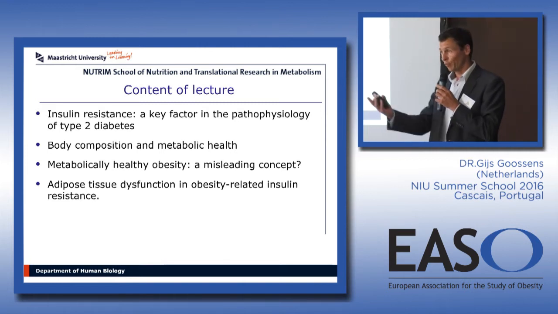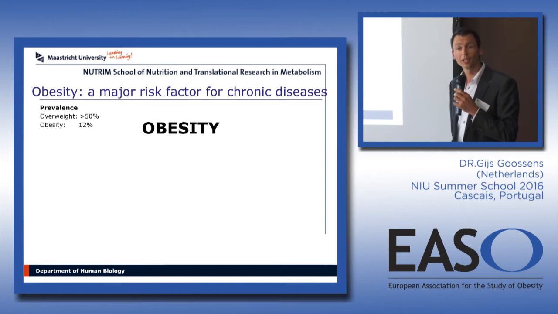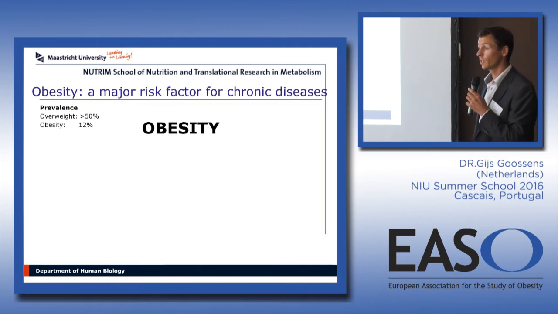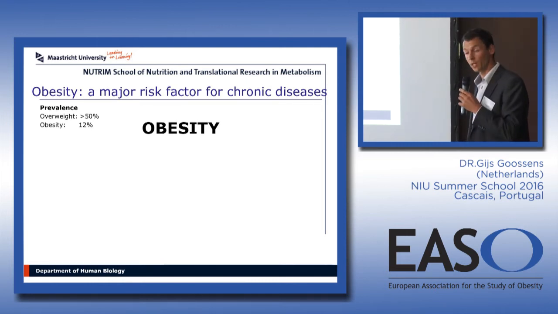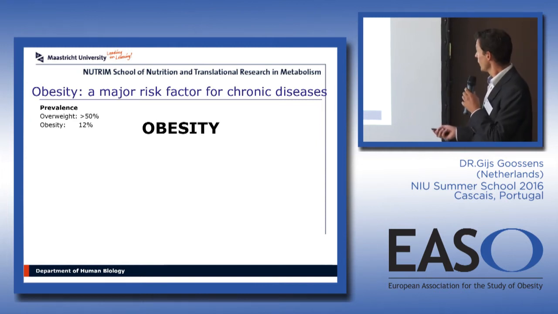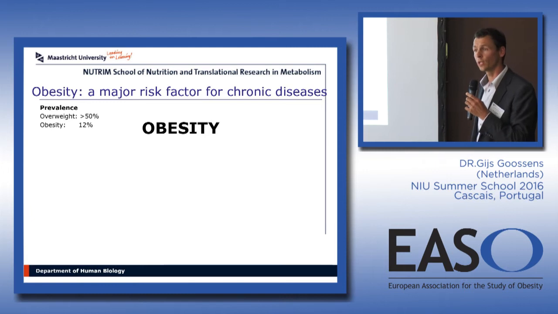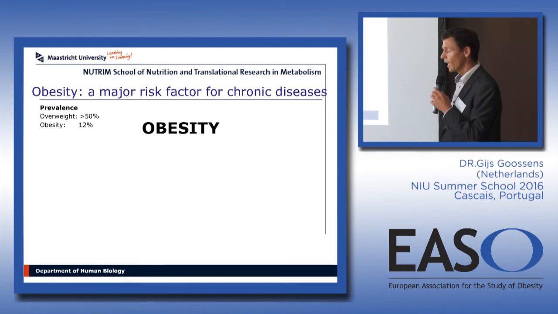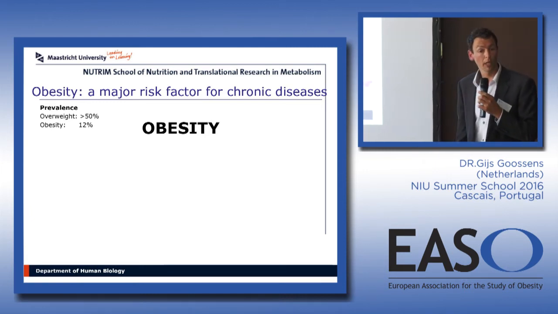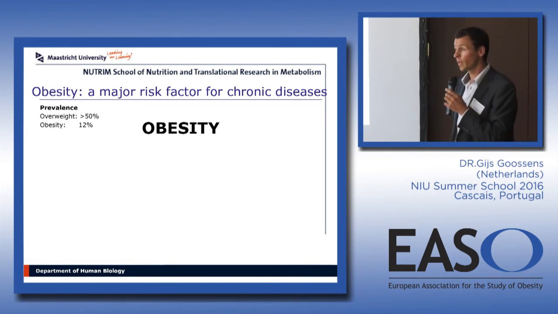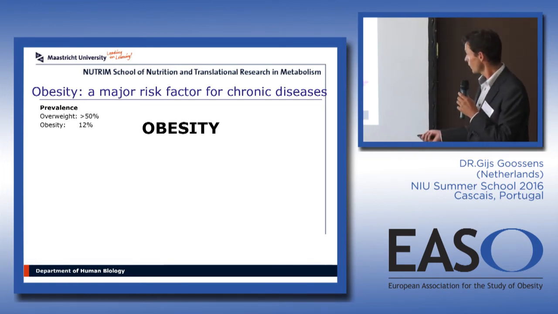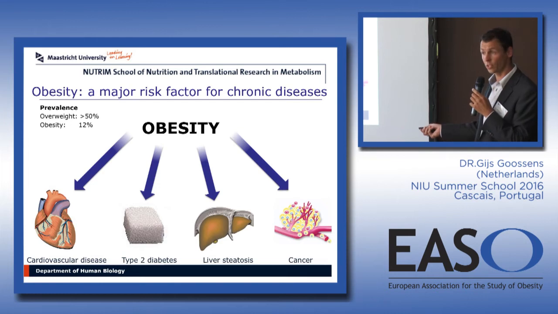So, for this audience, I think it's quite clear that the prevalence of obesity has actually reached epidemic proportions. Nowadays, more than 50% of the population is overweight, and about 12% is clinically obese. And this poses really a major public health issue because obesity is one of the major risk factors for the development of several chronic diseases, including cardiovascular disease, type 2 diabetes, non-alcoholic fatty liver disease, and also certain types of cancer.